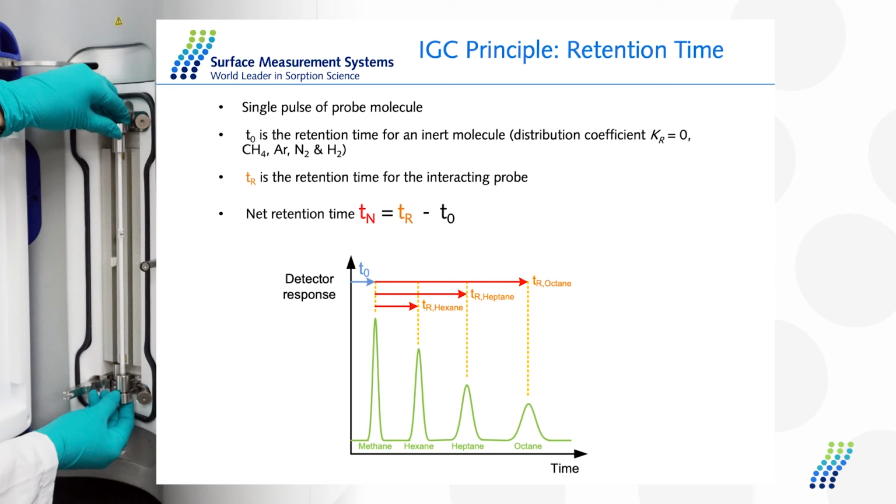So we're looking at basically the net retention time, and as that net retention time changes with a different molecule, going from hexane to heptane to octane, which we'll be doing for surface energy experiments. In other types of experiments, the variable might be column temperature, column flow rate, cross-sectional area of the probe molecule, or some other variable.